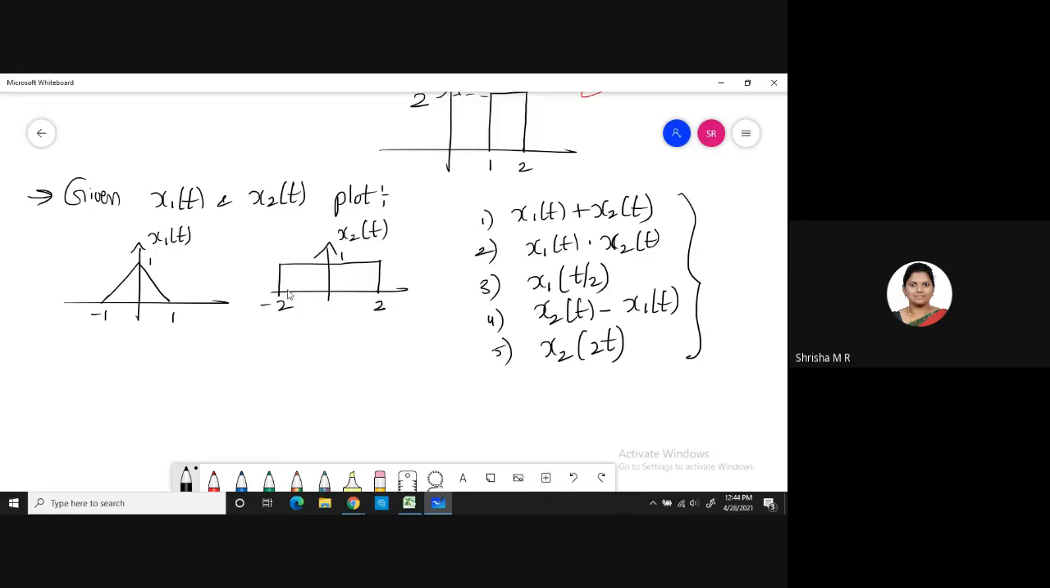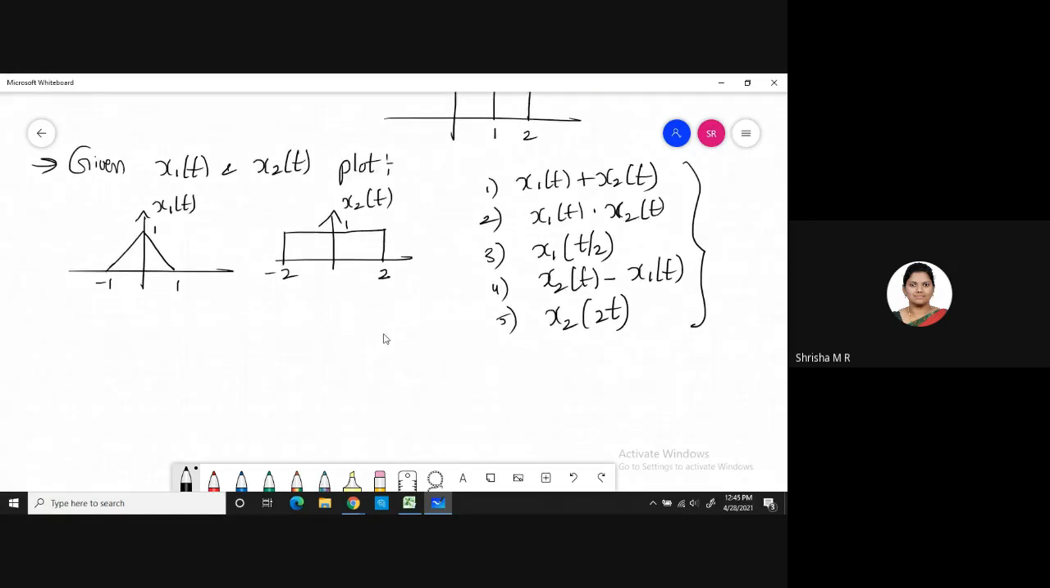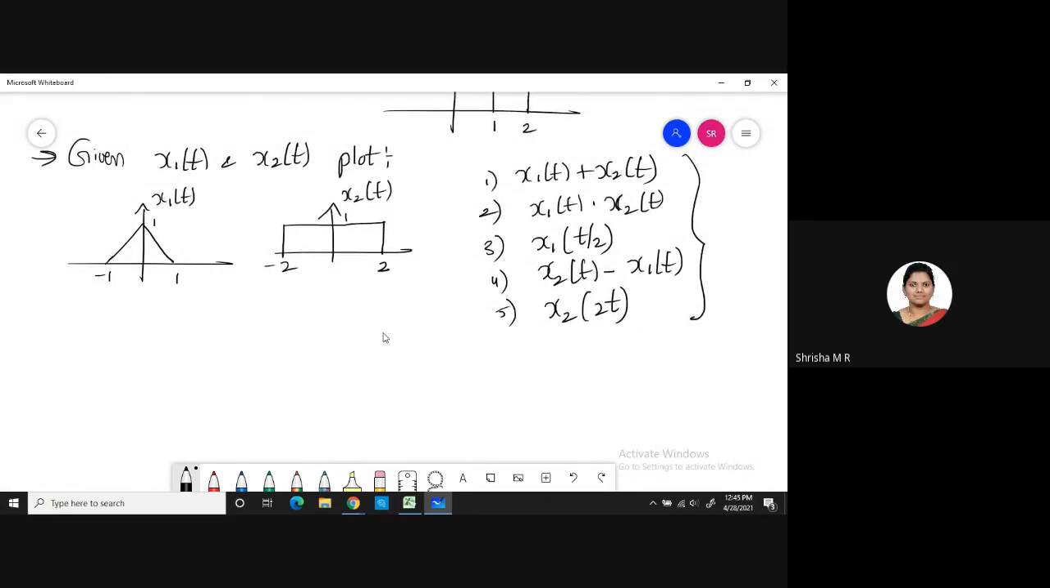Okay, so addition of these two signals. We'll try to plot that. First one, x1 of t plus x2 of t. As you can see here, the addition of these two signals will result in this waveform.